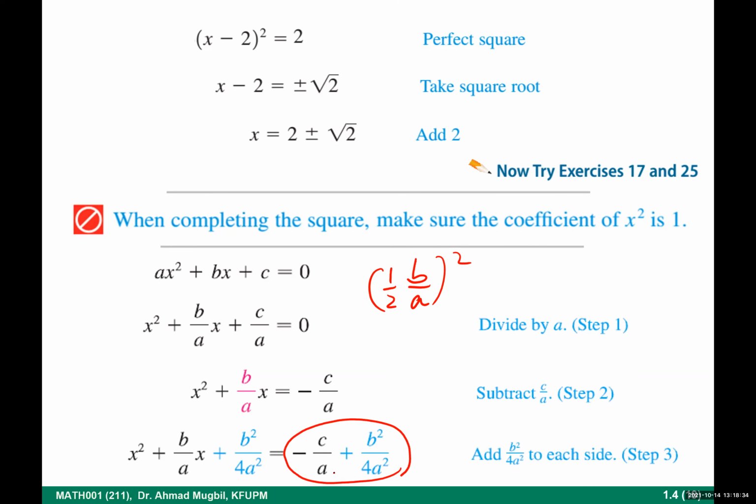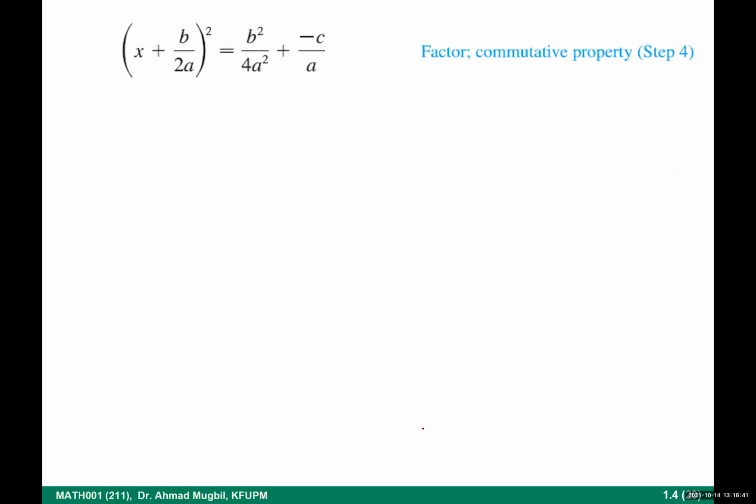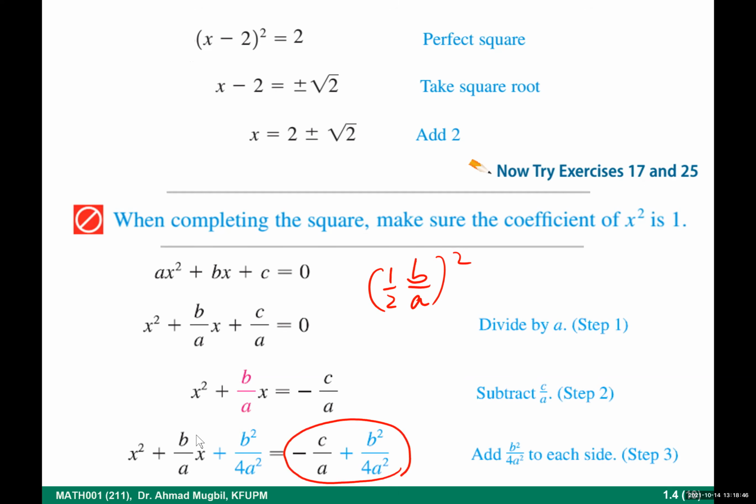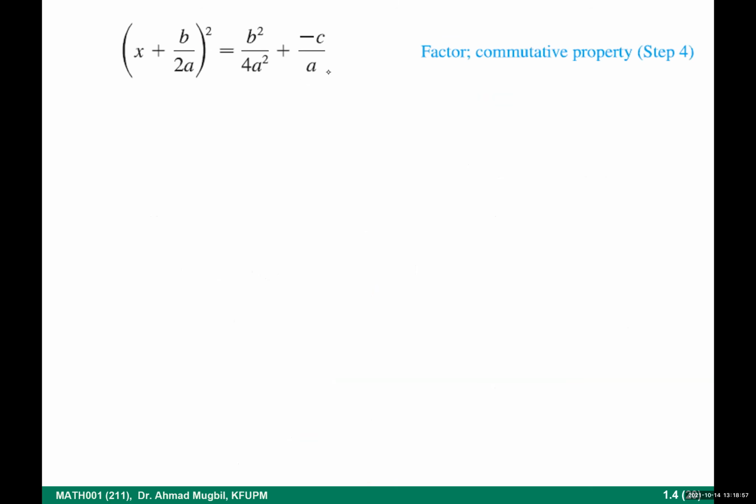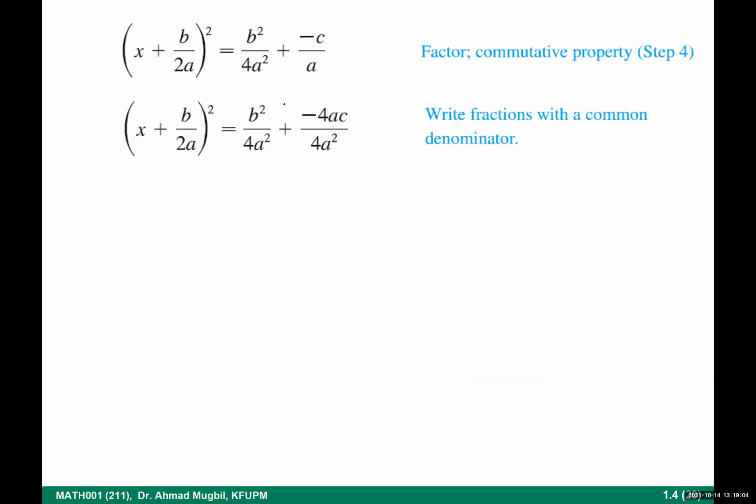You have two fractions here. What is the LCD? 4a squared. By the way, in the left-hand side we have a perfect square. The square root of this is x, the middle sign is plus, and then b over 2a. So this is the left-hand side. On the right you need to combine again, making a single fraction over the LCD, which is 4a squared. Simplify more.